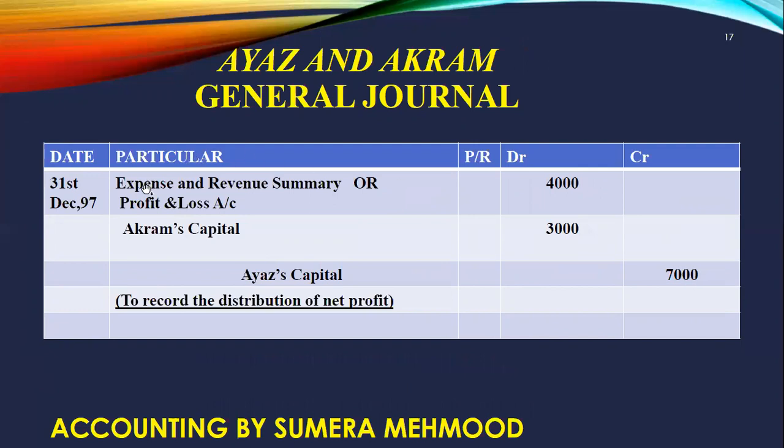Clear? Then expense and revenue summary is always debited. That's why I write it down 4,000. I proceed towards the next.